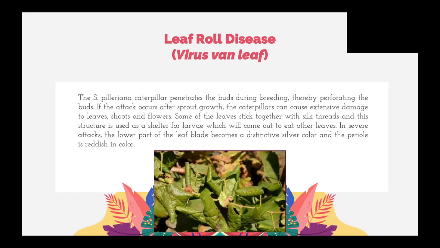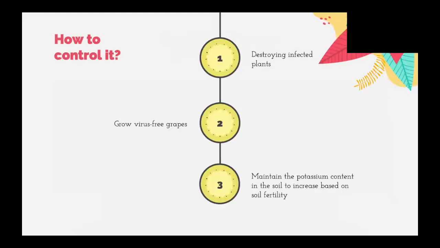How to control it? First, destroying the infected plants. Second, grow virus-free grapes. And the third is to maintain the potassium content in the soil based on soil fertility.